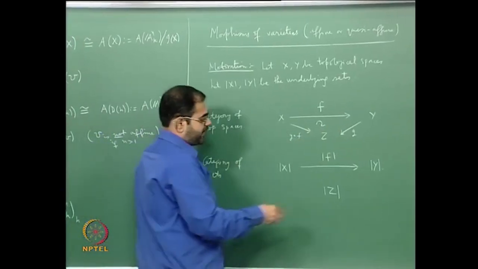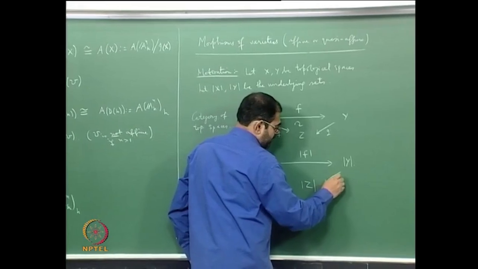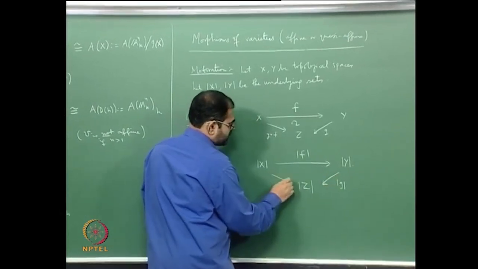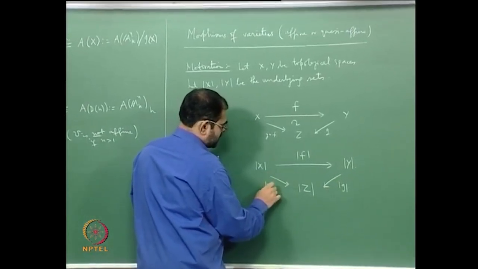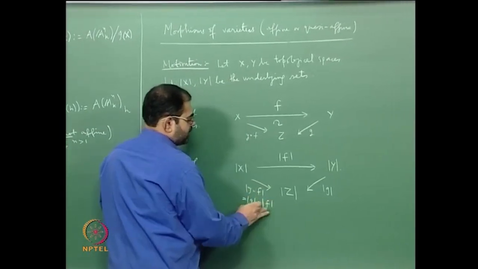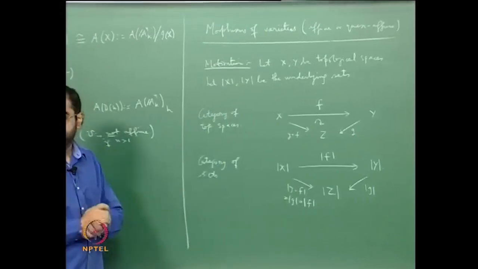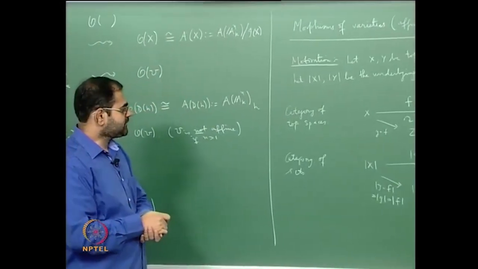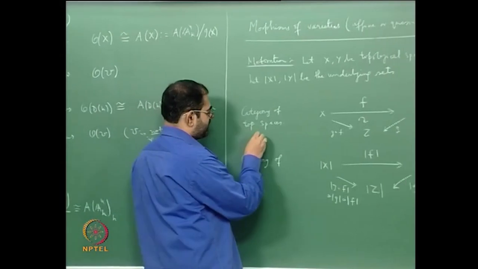Okay, and the corresponding diagram here will be, here I'll get mod g, and here of course I'll get mod of g circle f, which is of course mod g circle mod f. I'm simply forgetting the continuity here, alright.